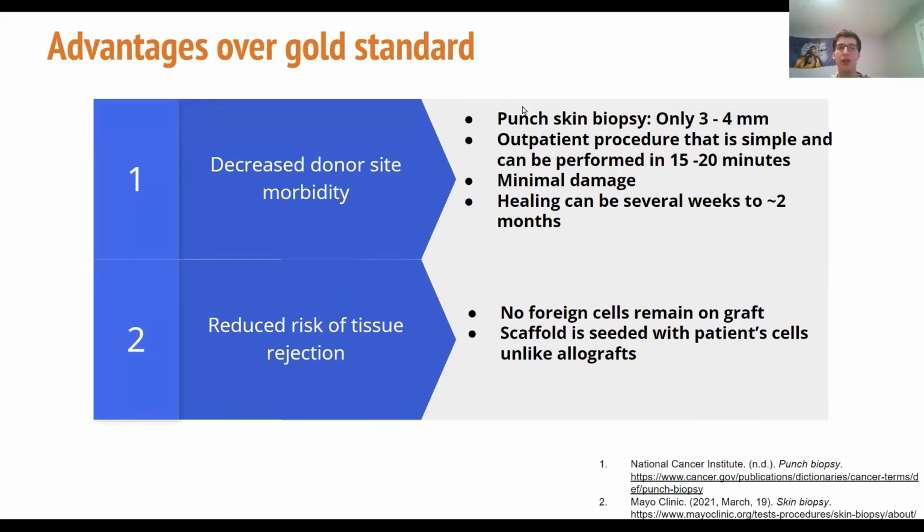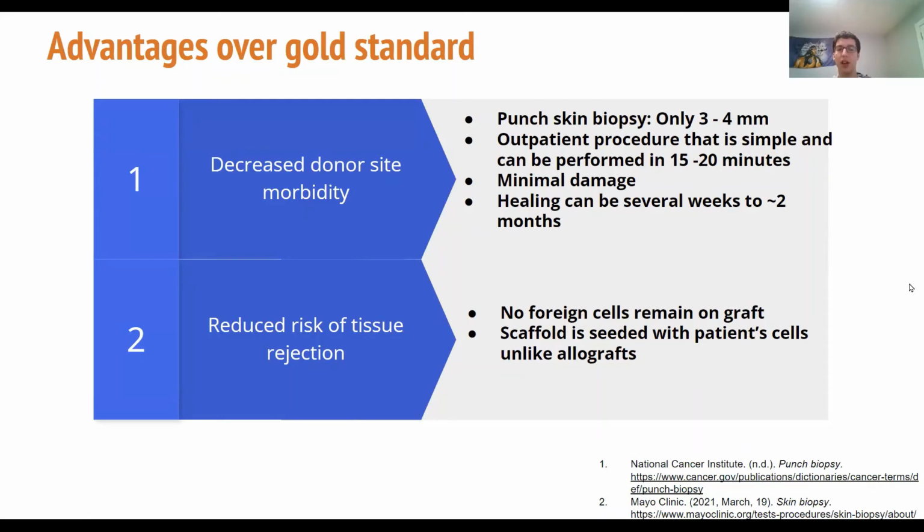There are a number of benefits our solution has over the gold standard. Firstly, there will be very little donor site morbidity with our procedure. A second surgical site is not necessary, which is used for autograft surgery. The only associated morbidity would be from the punch skin biopsy to collect human dermal fibroblasts from the patient. This is an outpatient procedure that is simple and quick, taking only a 3 to 4 millimeter sample, which causes minimal damage, which can be healed in a matter of weeks to 2 months.